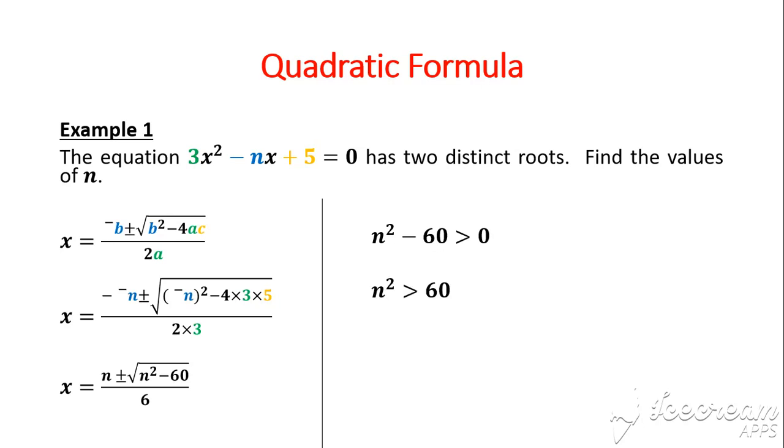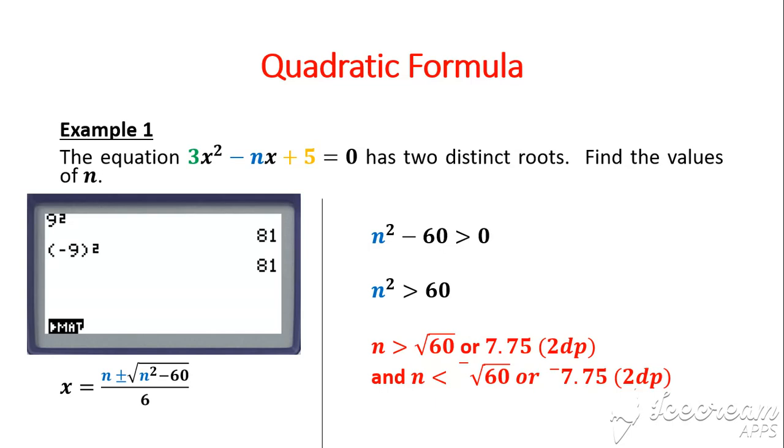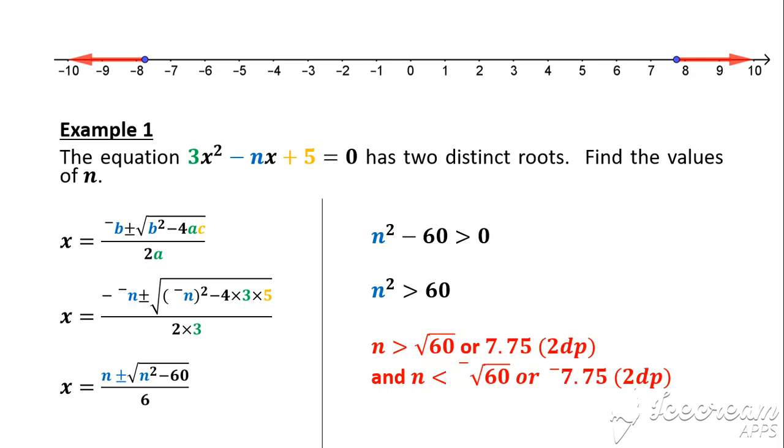n squared is greater than 60. And when we square root it, be careful, because a number squared has two solutions. So that's why we have n greater than the square root of 60 and n less than negative square root of 60 as our two possible answers. Now what does that mean visually? It means any number that is greater than 7.75 will work, and any number that's less than negative 7.75 will also work.